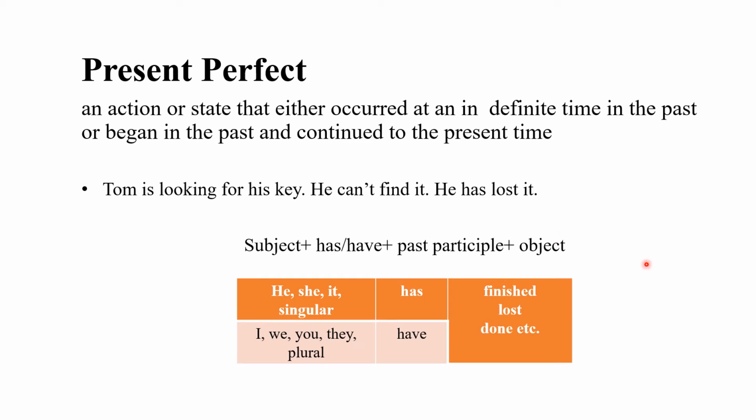The structure we use for a present perfect tense is a subject plus has/have plus a past participle and an object. For subjects like he, she, it and singular we use has followed by a past participle, which can be like finished, lost, done, etc. Or for subjects like I, we, you, they and plurals we use have followed by a past participle.